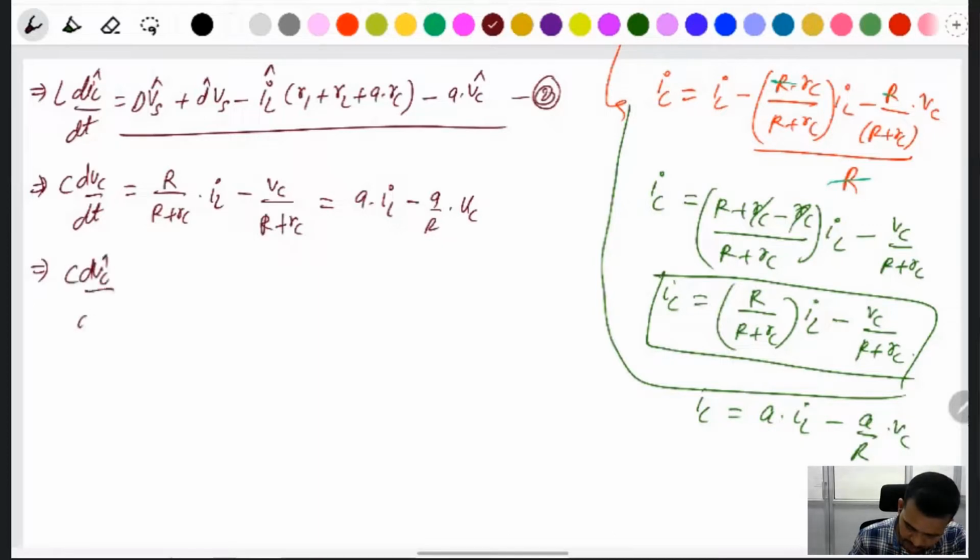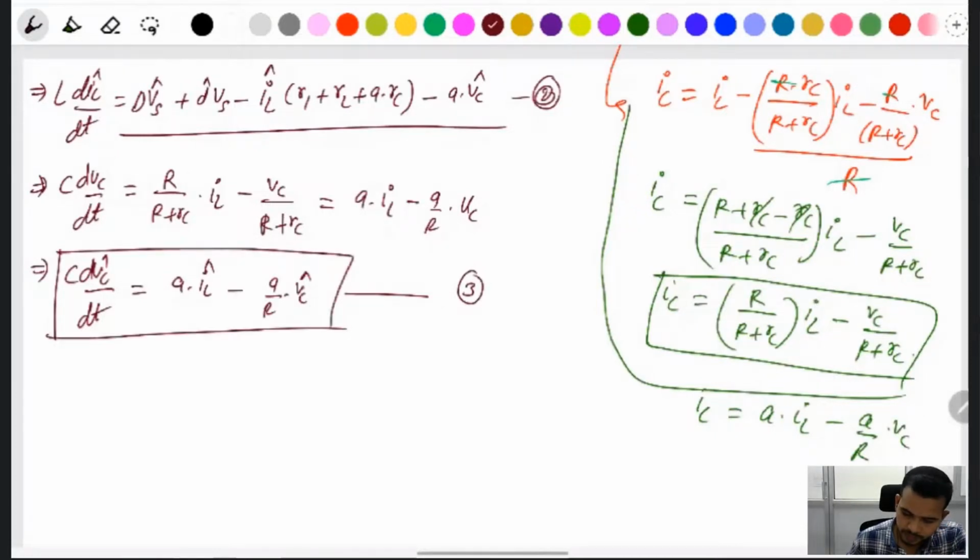That's why I write here directly C dVc by dt, at perturbation applied, A into IL cap minus A by R into VC cap. Question number 3.